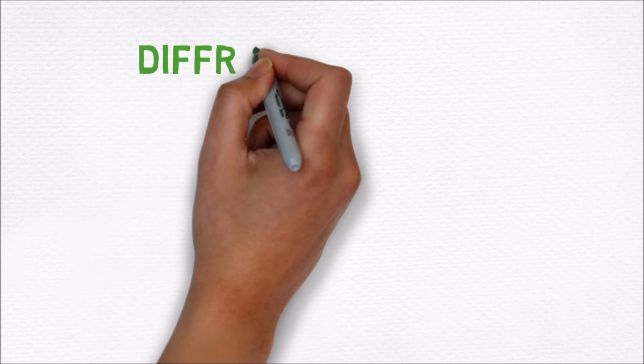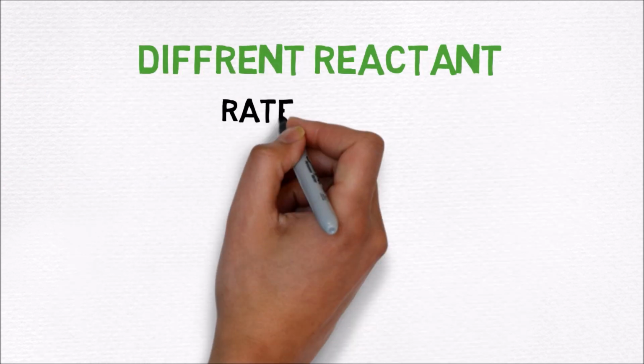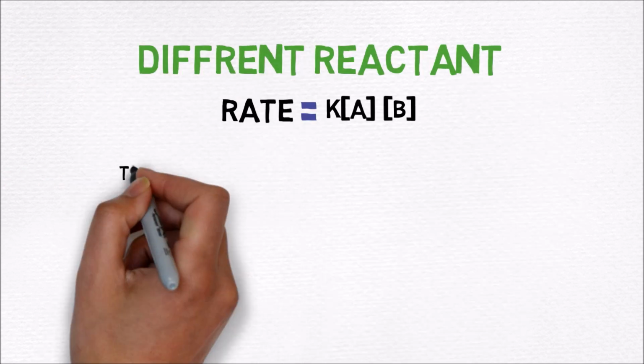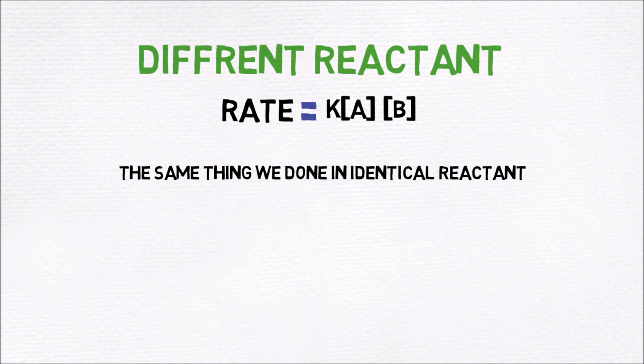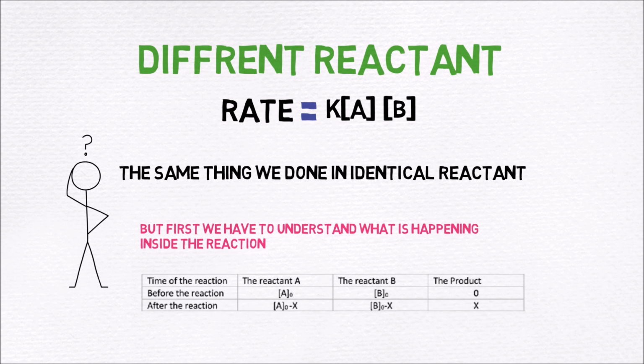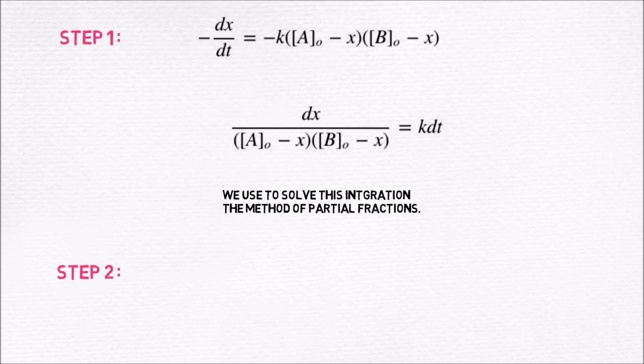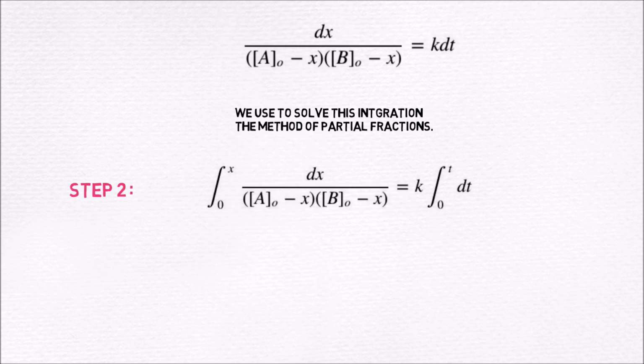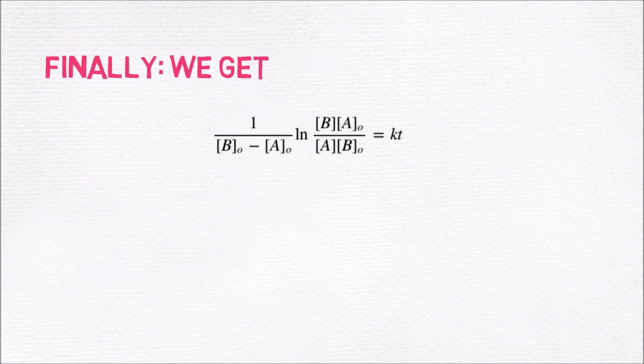For the different reactant, the rate of the reaction will be. To get the integrated rate law, the same thing is done as in the identical reactant. But first we have to understand what is happening inside the reaction. So the first step is to write it in differential form. The second step, we integrate it by using the partial fraction method. Finally we get. Then just rearrange it.